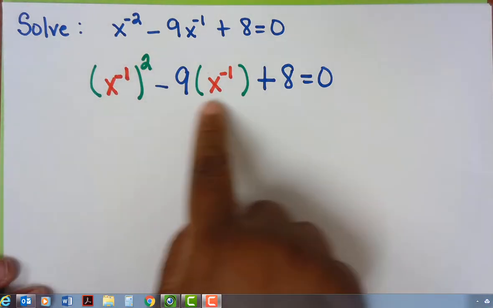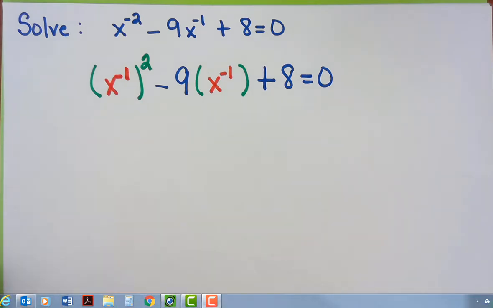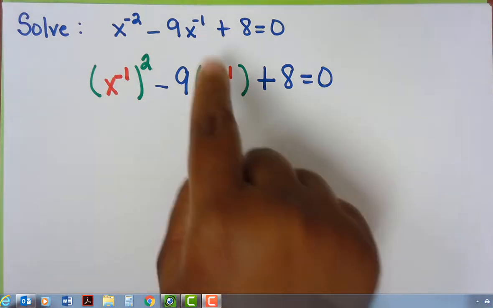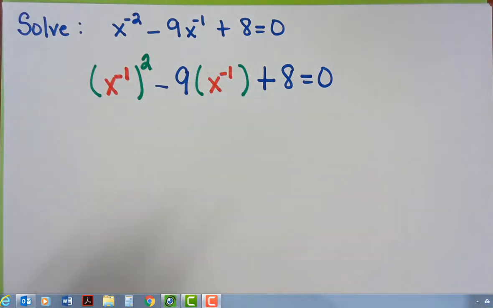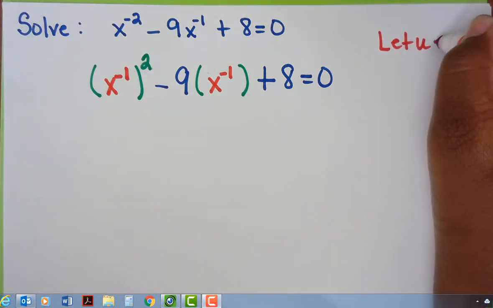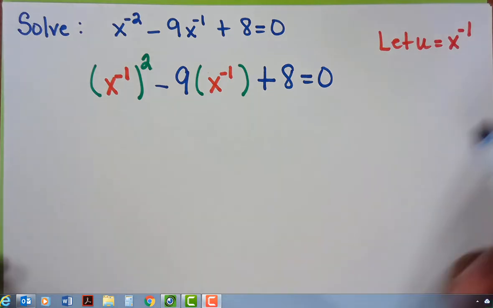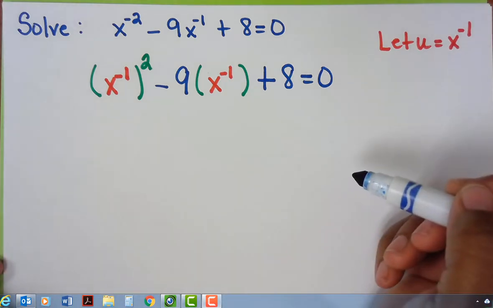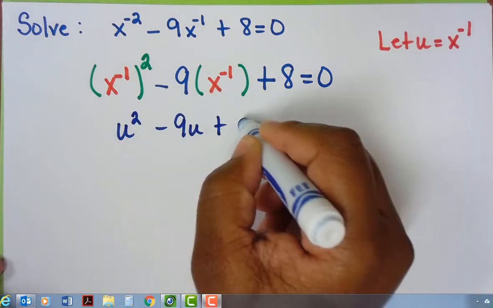our quadratic equation. Okay, so now that we are substituting, we're plugging in negative 1 into our empty parentheses. We're going to let u equal x to the negative 1. So now where we see x to the negative 1, we're going to plug in the variable u. So we have u squared minus 9u plus 8 equals 0.